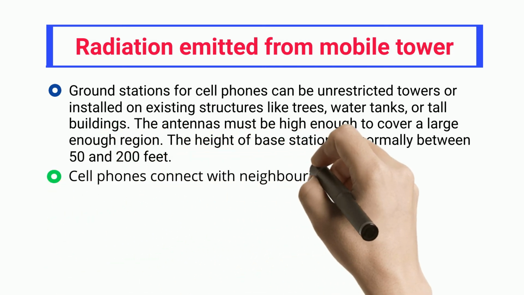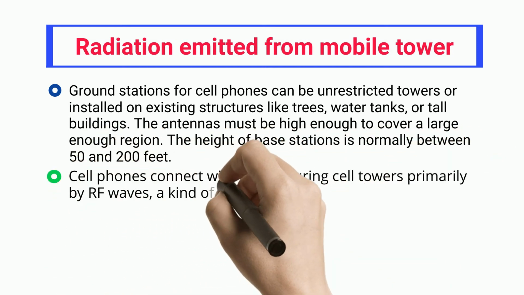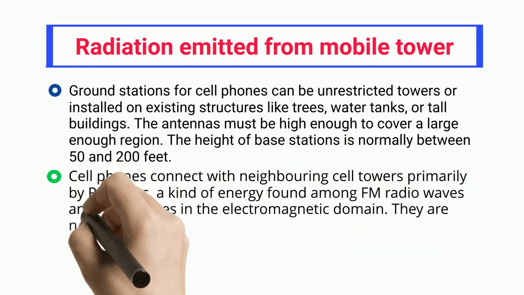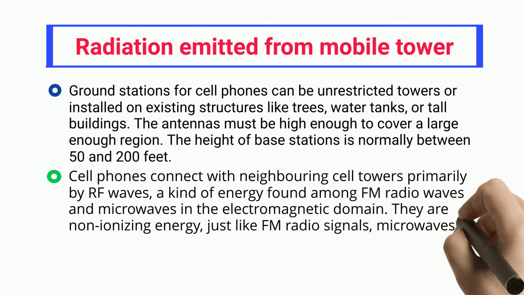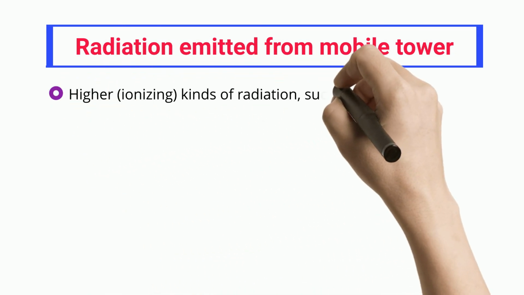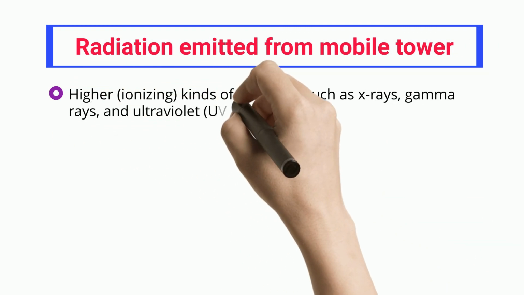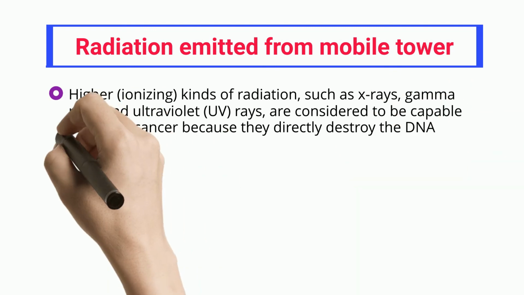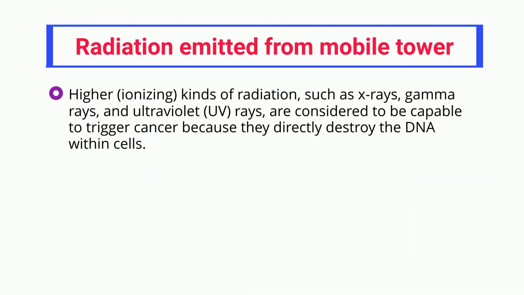Cell phones connect with neighboring cell towers primarily by RF waves, a kind of energy found between FM radio waves and microwaves in the electromagnetic spectrum. They are not ionizing energy, just like FM radio signals, microwaves, visible light, and heat. Higher, ionizing, kinds of radiation, such as X-rays, gamma rays, and ultraviolet, UV, rays, are considered capable of triggering cancer because they directly destroy the DNA within cells.